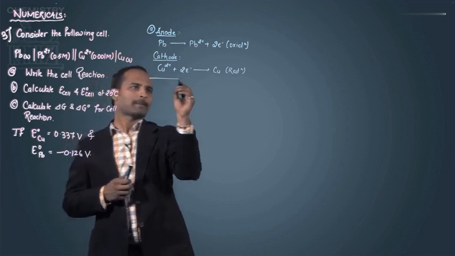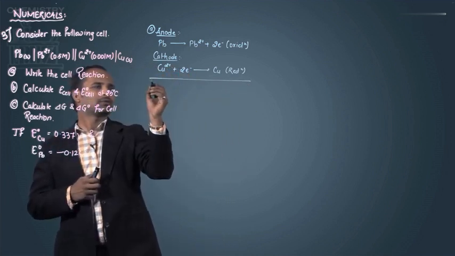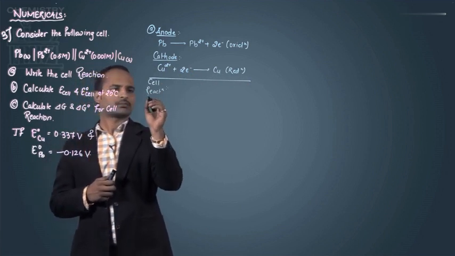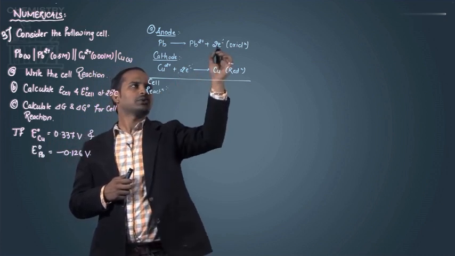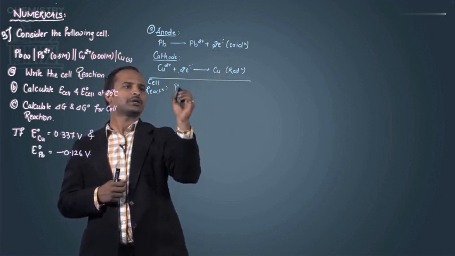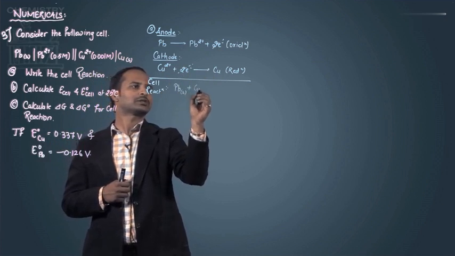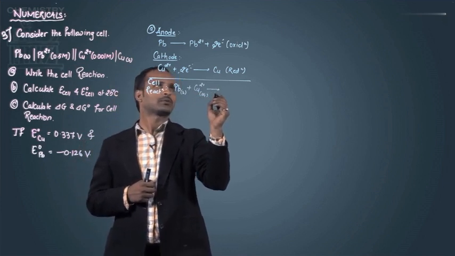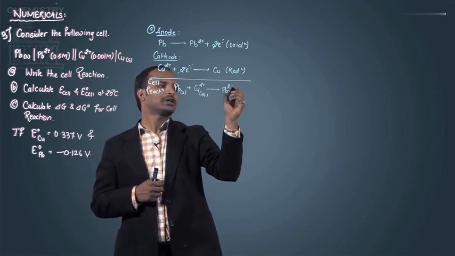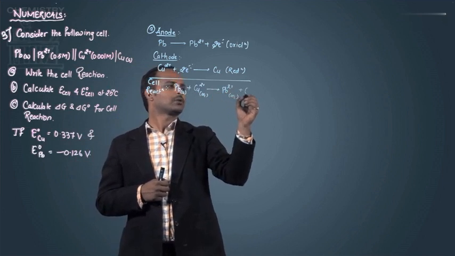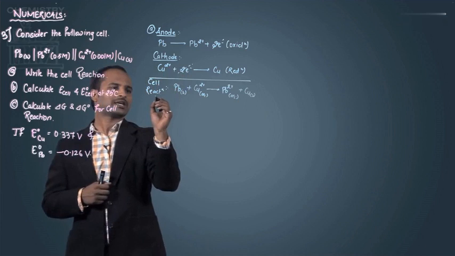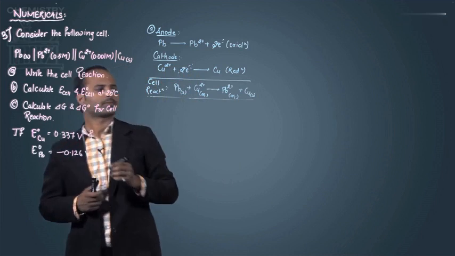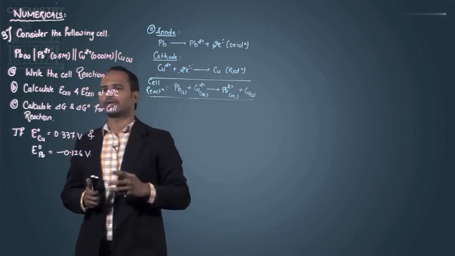Once the anode and cathode reactions are written, next is the addition of them. So let's add, so that we will get the cell reaction. The two electrons will get cancelled. We will have Pb, that is lead in solid state, plus Cu2 plus in aqueous medium, which gives Pb2 plus in aqueous medium plus copper in solid state. So the first part, that is part A, is over. Then second, we have to calculate E cell and E naught cell.